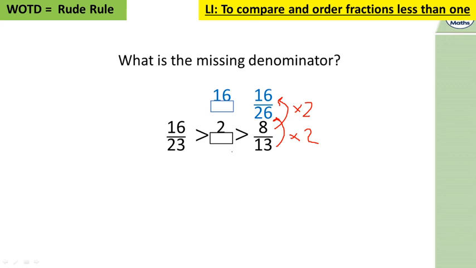So what number could go at the bottom? We could have 24 or 25, because 16/25 is smaller than 16/23, but it's bigger than 16/26. So there's your options.